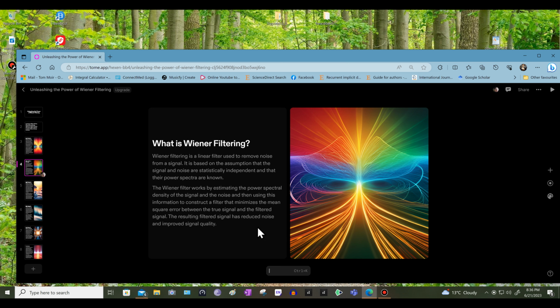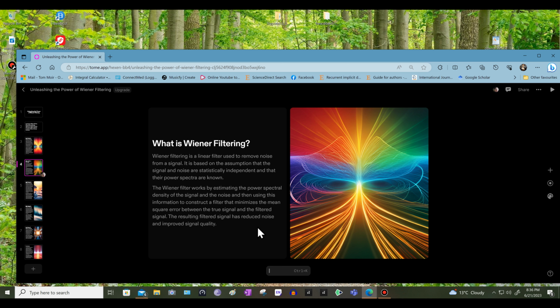Wiener filtering is a linear filter used to remove noise from a signal. It's based on the assumption that the signal and the noise are statistically independent. Again, that's correct, although you can actually derive it with the noise terms, the driving noise and the process noise, as it's called in Kalman filtering, and the additive noise correlated, but usually we assume they're not. The Wiener filter works by estimating the power spectral density of the signal and the noise, and then using this information to construct a filter that minimizes the mean square error between the true signal and the filtered signal. Again, pretty much perfect.